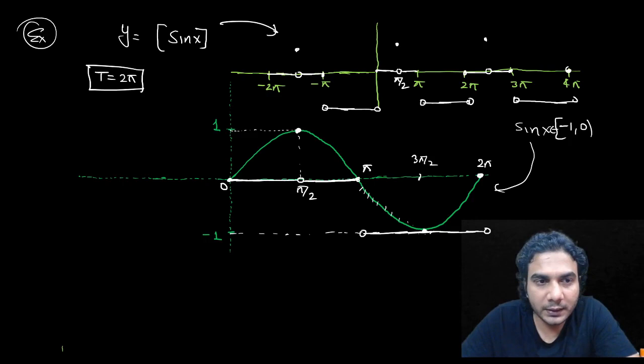As simple as that. Now, I'll give you another example. So, example 2. We'll do it peacefully, slowly, so that you will understand it properly. And these are important graphs, so I'll do it slowly.